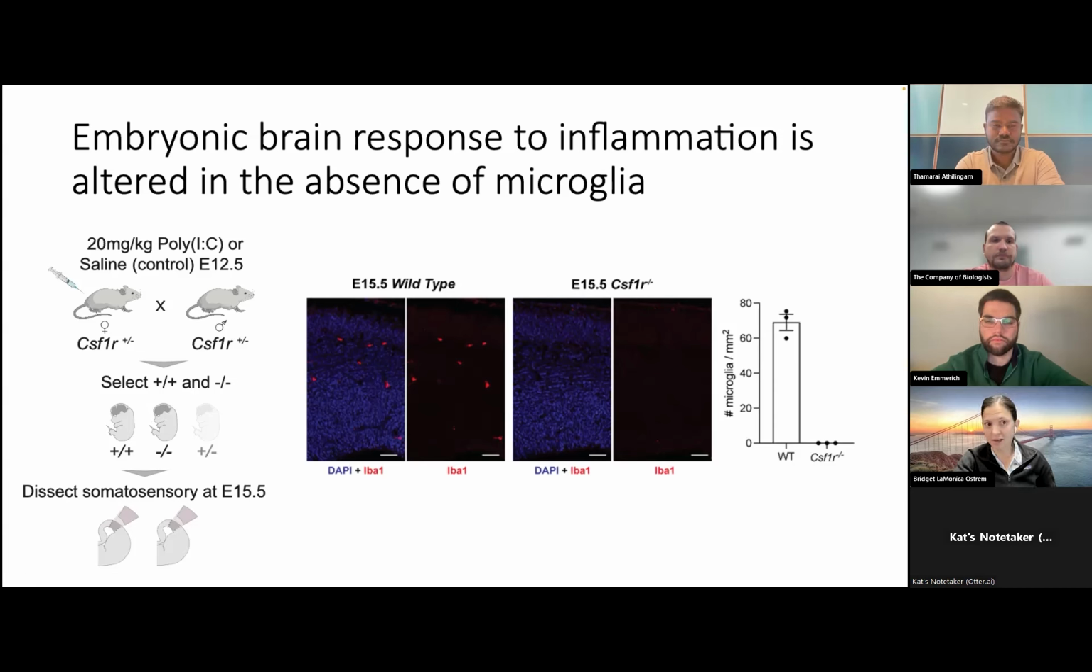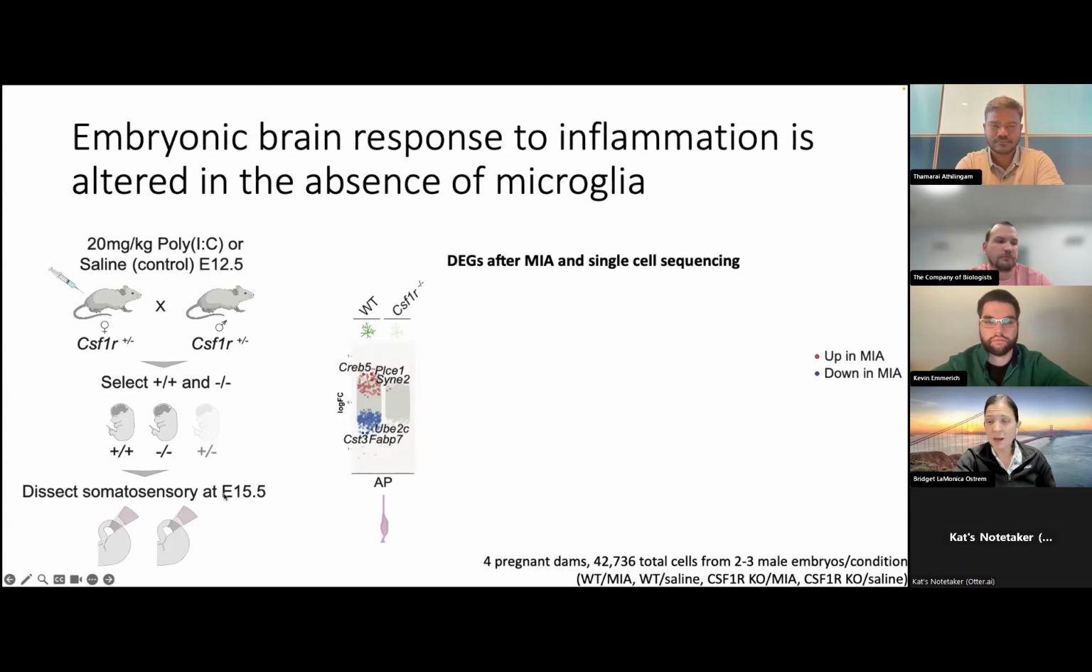We dissected the somatosensory cortex at E15.5, so that was 3 days after the immune stimulus, and performed single cell sequencing, or in fact, single nuke sequencing, as we had to freeze the tissue in order to perform this genotyping. So what I'm showing here is a set of differentially expressed genes after MIA and single cell sequencing. These are log fold change plots, and I'm showing first just the results in APs, or apical progenitors, then I'll show the rest of the cells.